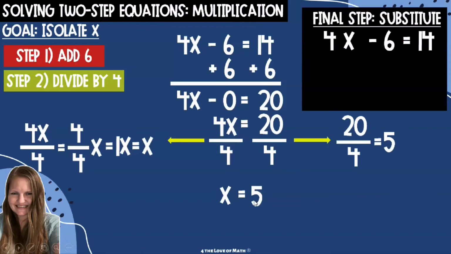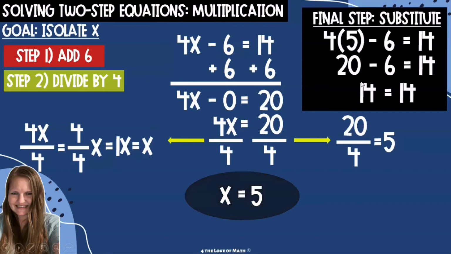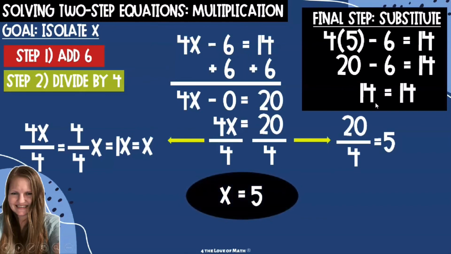The final step is to take this variable and substitute it for x so we can check and see if we have the correct answer. So we're going to do 4 times 5, which is going to give us 20. We're still going to keep the minus 6 equals 14. We're going to come down here, 20 minus 6 equals 14. 20 minus 6 is 14. 14 equals 14. So that's how we know our answer is correct. X for this equation is going to equal 5.